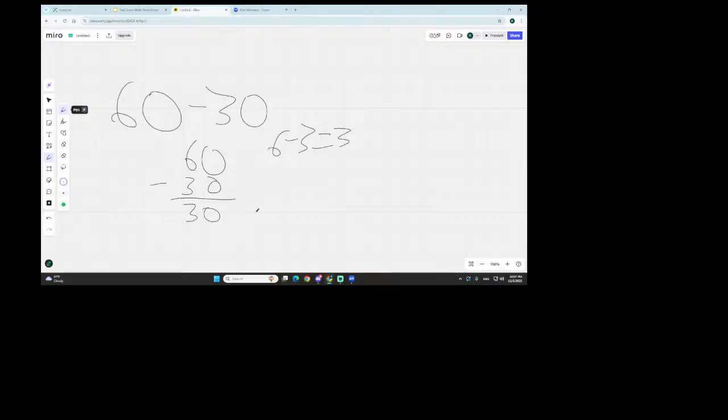So that means we're subtracting another 3. So 30 minus 3 equals 27, because we can count backwards: 29, 28, 27. So this is our answer.